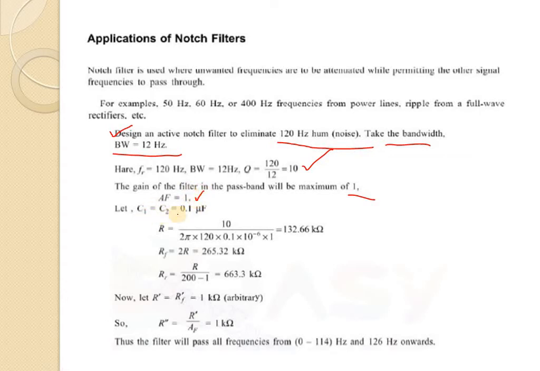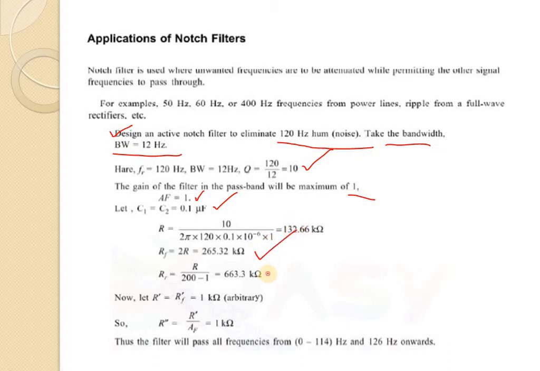Let C1 equals C2, that is 0.1 microfarad, and the value of R equals 10 divided by 2 pi FR into C1 into 1, that is A. So RF equals 2R, that is 265.332 kilo ohm we have got.